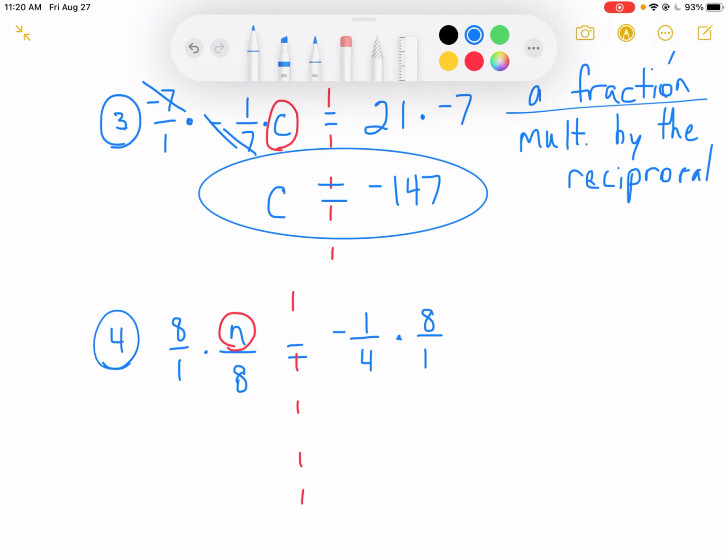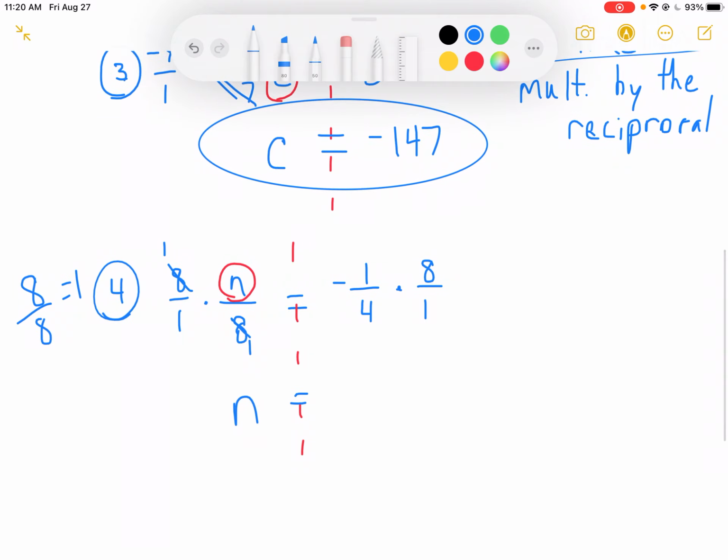Let's finish up this left side. I have 8 over 8, which is just 1, so I'd have just 1 n. Over here on the right side, I have 8 on top and 4 on bottom, so I could just multiply these straight across. Negative 1 times 8 is negative 8. 4 times 1 on the bottom is 4, and that reduces to negative 2. I could have also looked at this and said, we can cross-reduce, cross-cancel some things, and end up with negative 2 a different way.